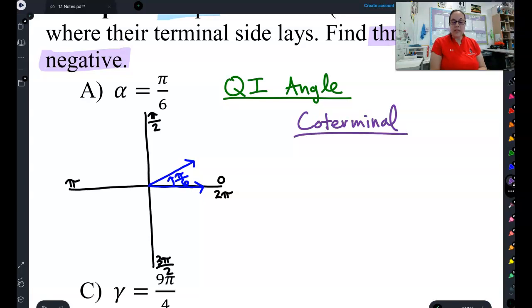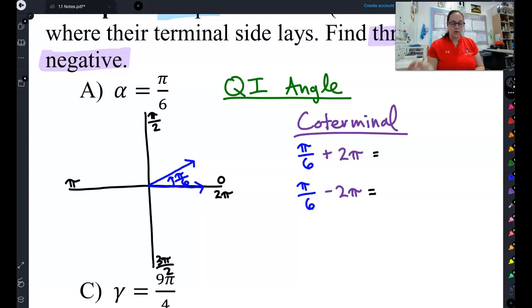Now, big difference this time is our coterminal, instead of adding and subtracting 360, because that was a full circle in degrees, we're now going to be adding and subtracting 2 pi, because that is a full circle in radians. So I can add 2 pi to get a coterminal angle, or I can subtract 2 pi to get a coterminal angle.